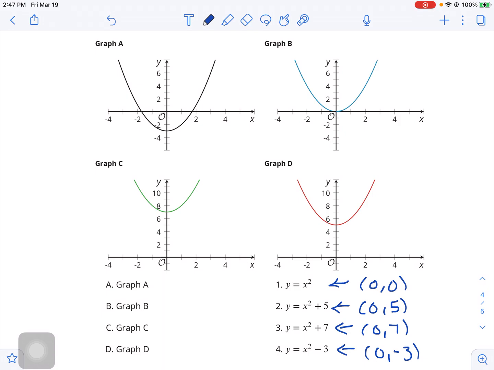So just going by y-intercepts alone, graph A would be this one because it goes through the y-axis at negative 3. Graph B has a y-intercept of 0, so I'm going to match that one up with number 1. Graph C has a y-intercept of 7, so that would match with number 3. And graph D has a y-intercept of 5, so that would match with number 2.